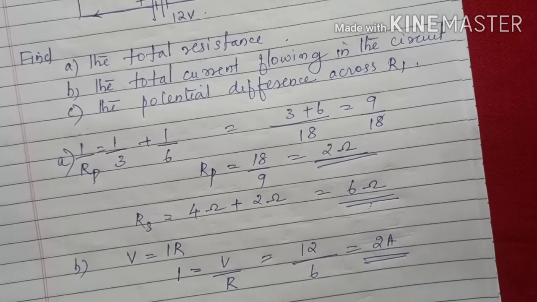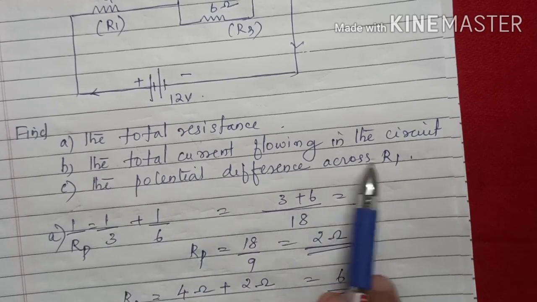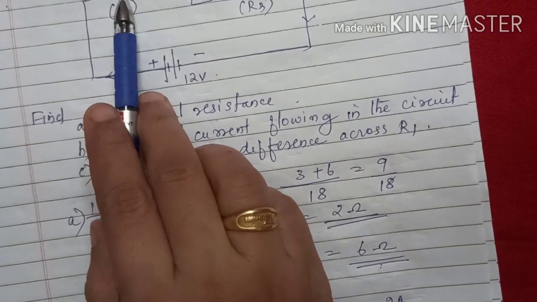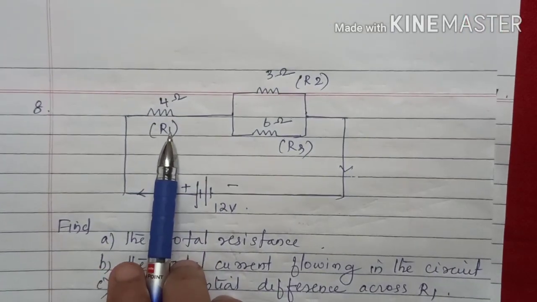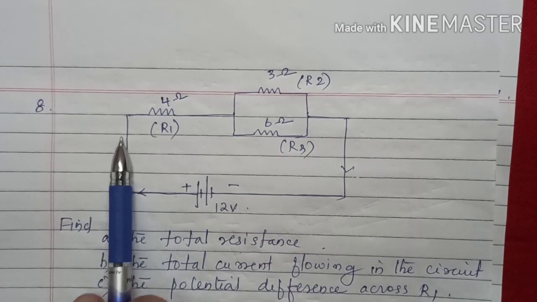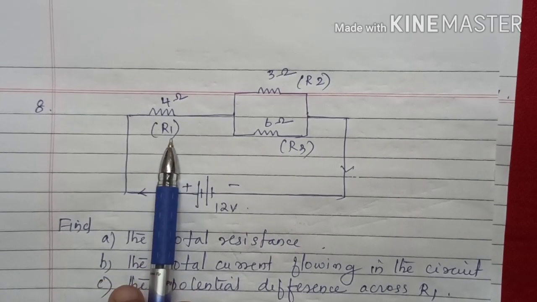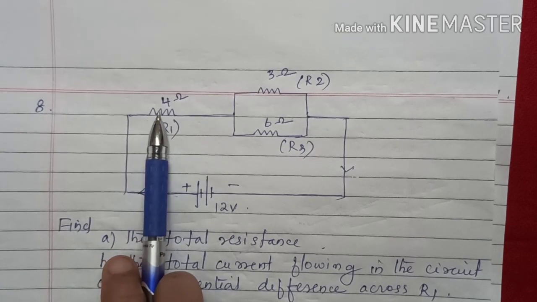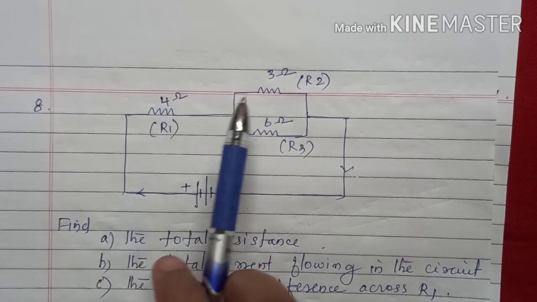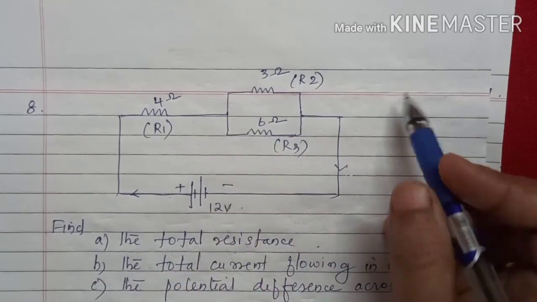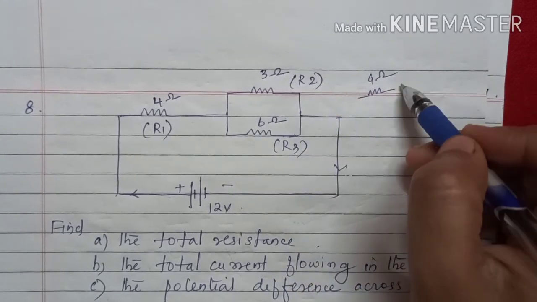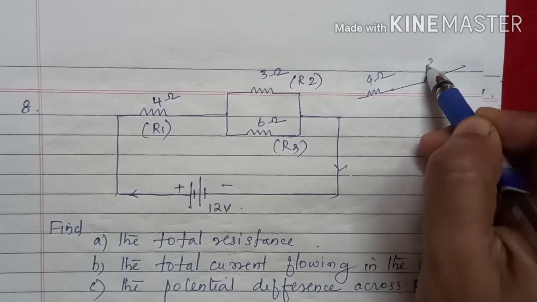Next, the third part of the question is the potential difference across R1. You know, in this question each resistor has different values. While the potential difference moves, depending upon the value of resistance, the value of the potential difference will vary. You know that, isn't it? After finding the effective resistance, the circuit will be in this form: 4 ohm, and for 3 ohm and 6 ohm you got the value as 2 ohm. So this is like this.